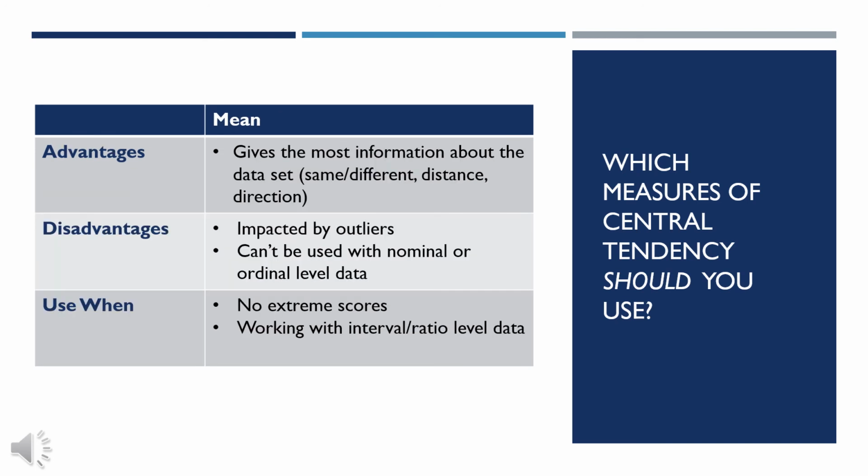Reporting the mean of a set of data gives a lot of information about that data set, including sameness or difference information, distance information, and direction information. Downsides to the mean are that it is impacted by outliers that can pull the mean up or down. Another disadvantage is that the mean cannot be used when the data is nominal or ordinal. If you're working with interval or ratio level data, you want to report the mean. However, if you have extreme scores in your data set, you'll want to supplement the mean with the median since it is less impacted by outliers.